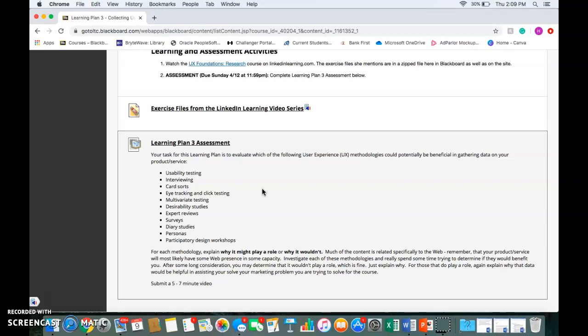And then for eye tracking and click testing, because our product isn't very complex and it's not implemented via the web, this may not be the best technique for us to use per se. And then moving on to multivariate testing. The LTC cafeteria does not really have its own web page, and like I had just stated, there's not really a web presence. So we're lacking the high traffic that's needed for this sort of testing.